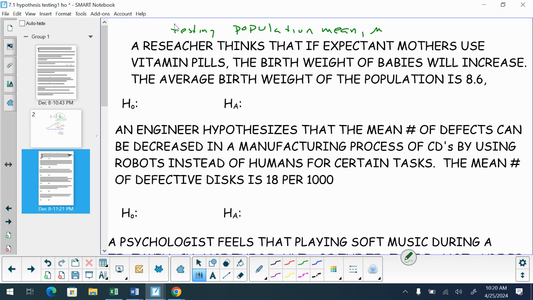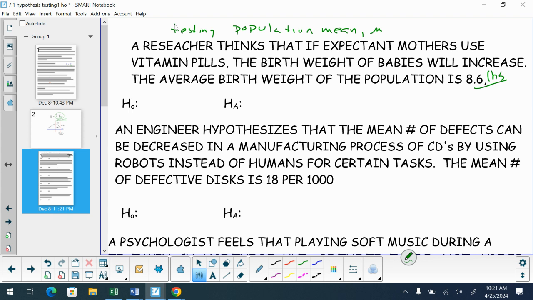A researcher thinks that if expected mothers use vitamin pills, the birth weight of their babies will increase. Okay? Now, when they want to increase the baby's birth weight, that's a positive thing for the baby because the more weight they have, they feel it's a little bit stronger baby. Okay? So they want to be able to increase that. The average birth weight of the population is 8.6 pounds. Okay? That's what the population mean is right now, 8.6 pounds.